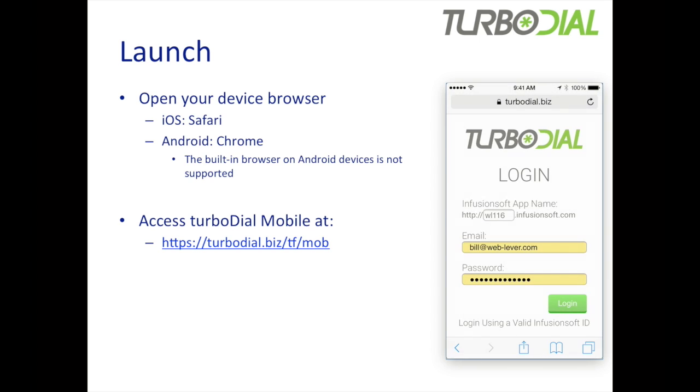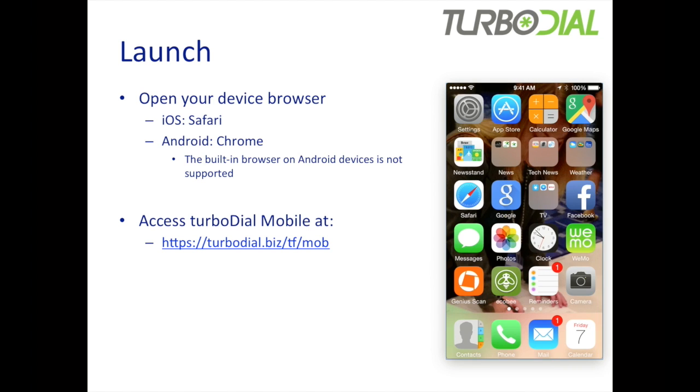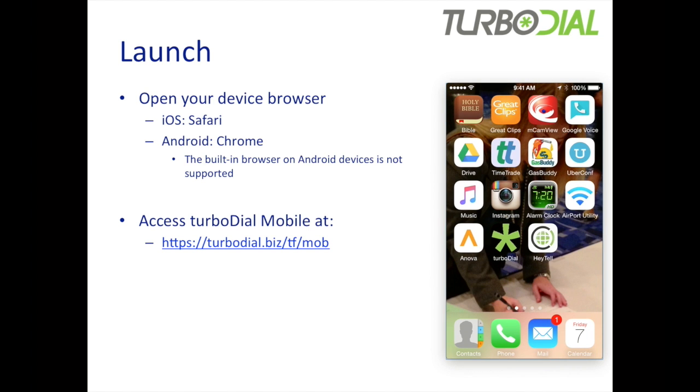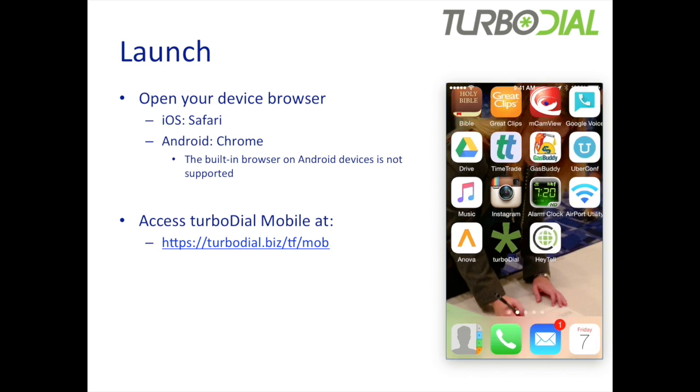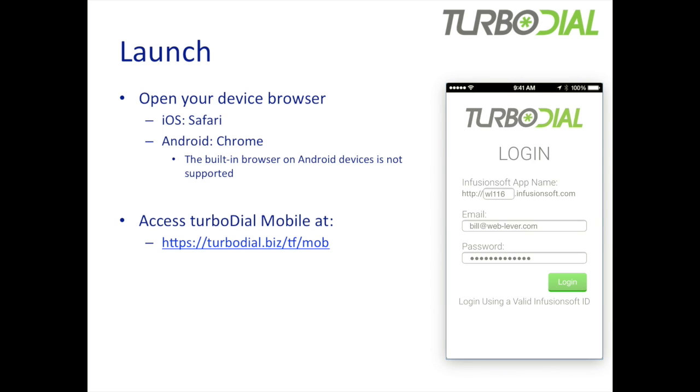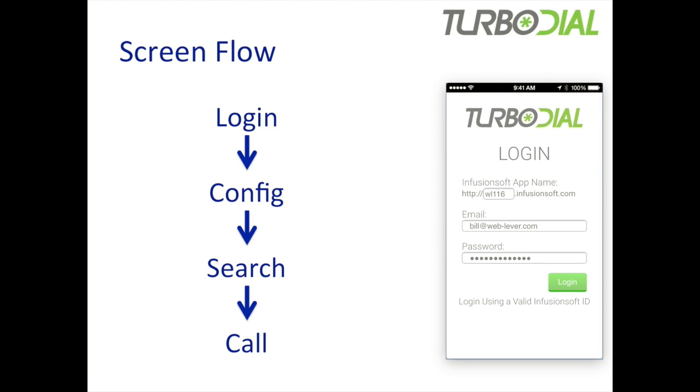And in so doing, I'll get a different version of turboDial that I can launch. As you can see it right down here, I can launch it right from there. And in this version of turboDial, I have better use of the screen. I don't have the address bar at the top, and I don't have the Safari tools at the bottom. So the screen flow of turboDial is to log in, configure, search, and call. Let's just quickly step through those, and then we'll come back and go into more detail on each of them.